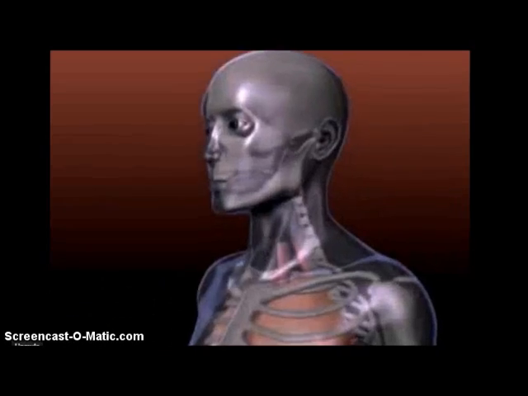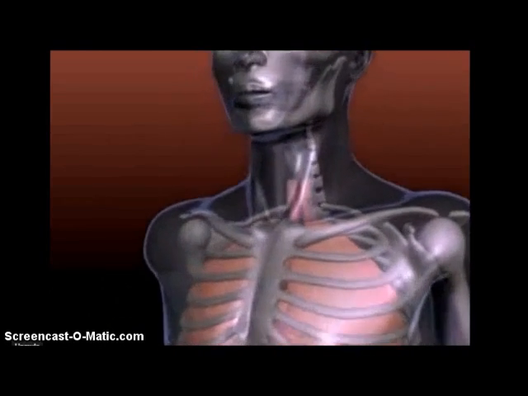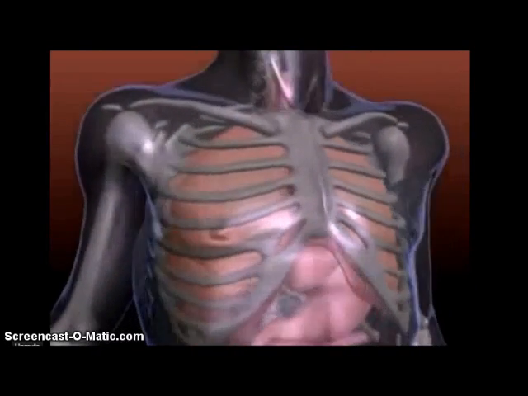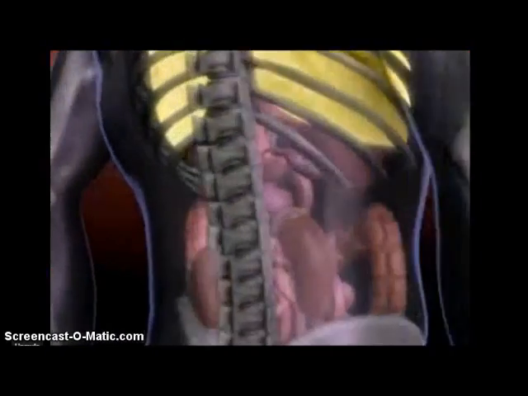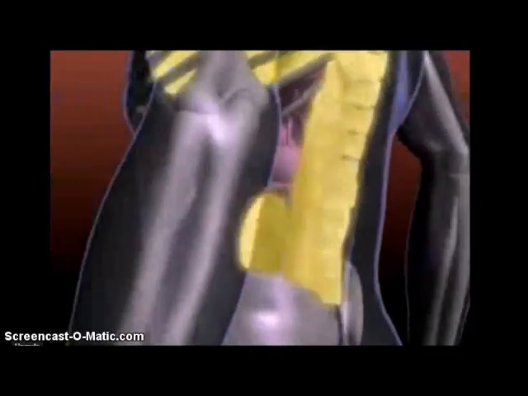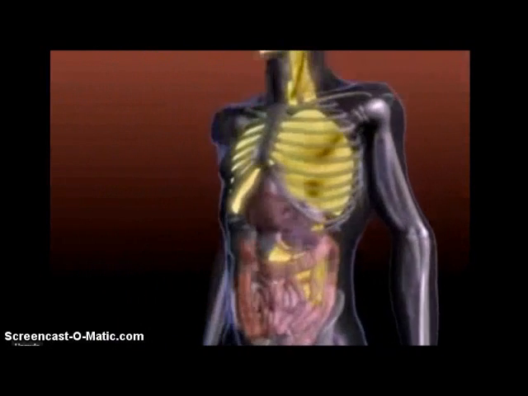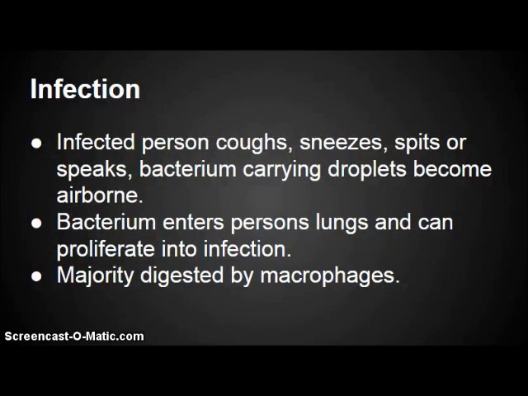When an infected person coughs, sneezes, speaks, or spits, tiny droplets become airborne. These can carry the bacterium, which enters the person's lungs and can proliferate into an infection. The majority of the bacilli are digested by alveolar macrophages. However, a small number may survive and spread to other organs such as the brain, kidney, or bones via the bloodstream or the lymphatic system. Colonies form in what are known as Ghon foci.